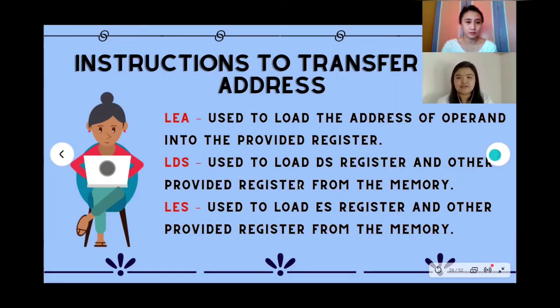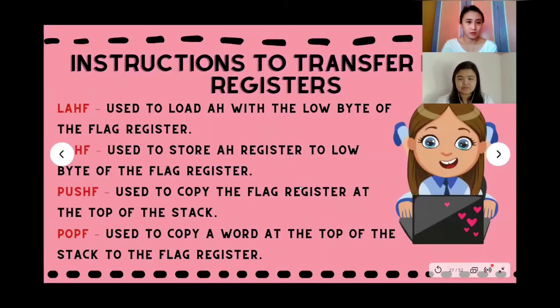So next. Moving on to instructions to transfer flag registers. LAHF is used to load AH with the low byte of the flag register. SAHF is used to store the AH register to the low byte of the flag register. And then PUSHF is used to copy the flag register to the top of the stack. And then POPF is used to copy a word at the top of the stack to the flag register.